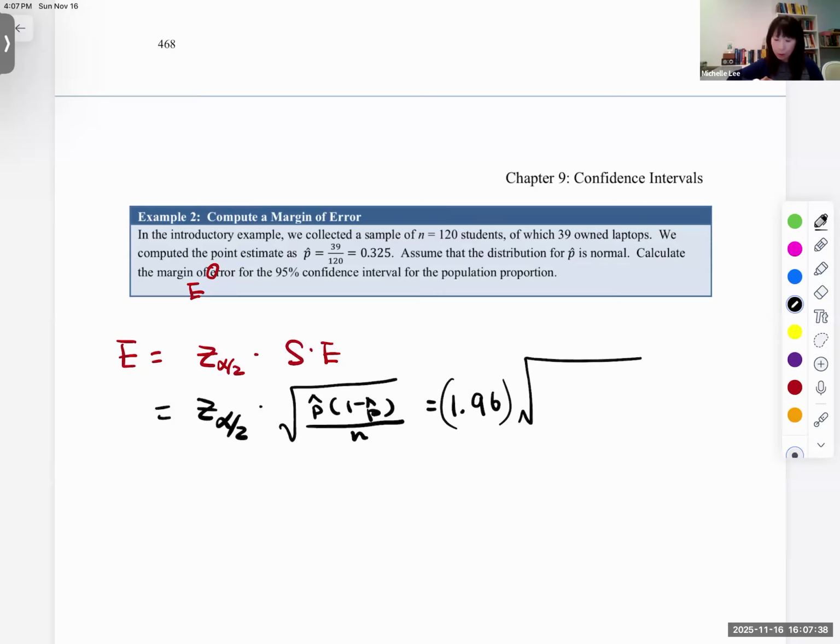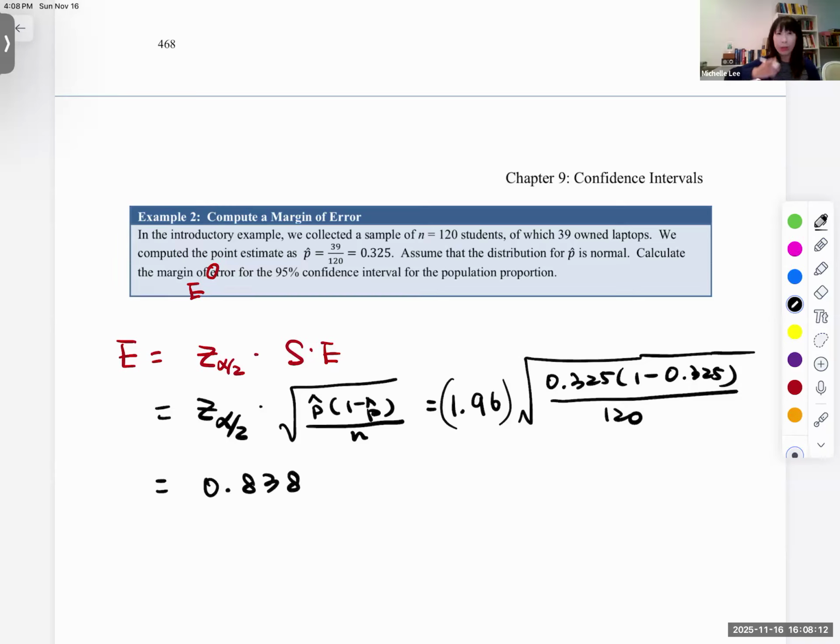All right, then square root. Inside the square root, p hat, which is 0.325, 1 minus p hat, 0.325, over n. How many n? 120. Now we multiply 1.96 and then the square root and then everything inside, right? So can you please calculate? 0.0838. Okay, that is the margin of error.